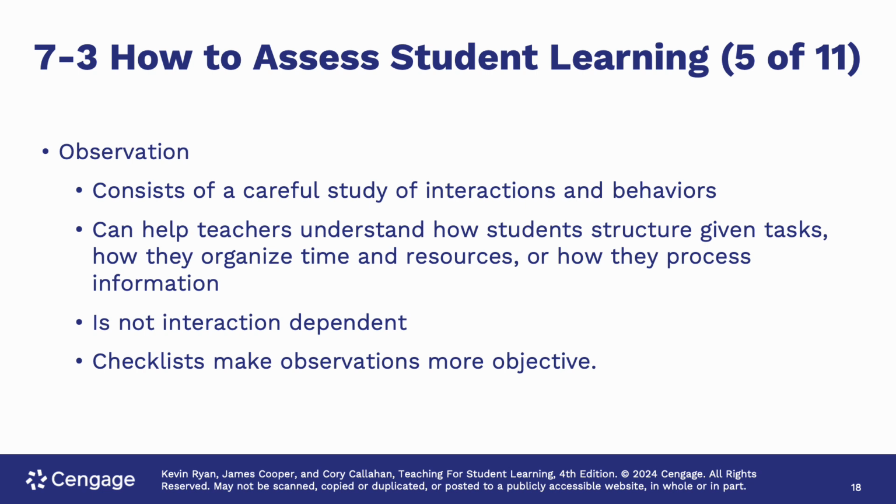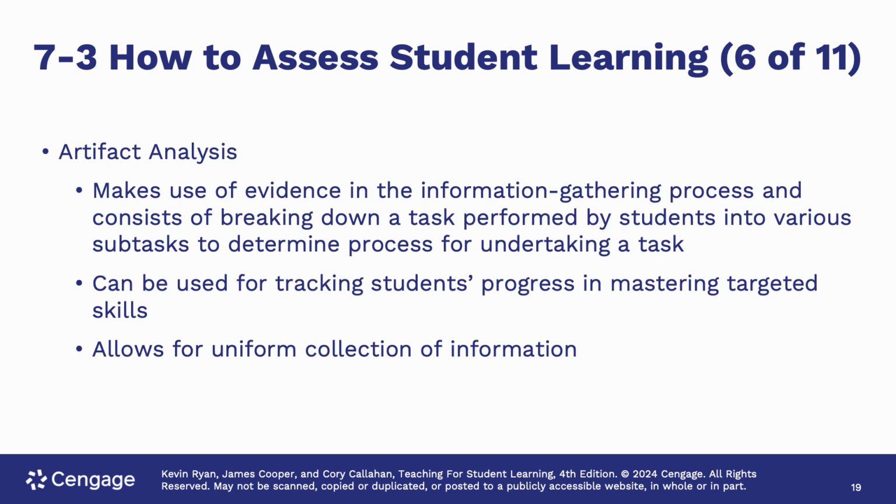Checklists make those more objective, where you can see, did the student use 5 colors in this particular artwork? Did they include 2 different shapes? Those are related to rubrics as well. Artifact analysis, this is evidence in the information gathering process, breaks down a task into subtasks, just as I said I do with my online students in art. Can be used for tracking student progress and allows uniform collection of information.